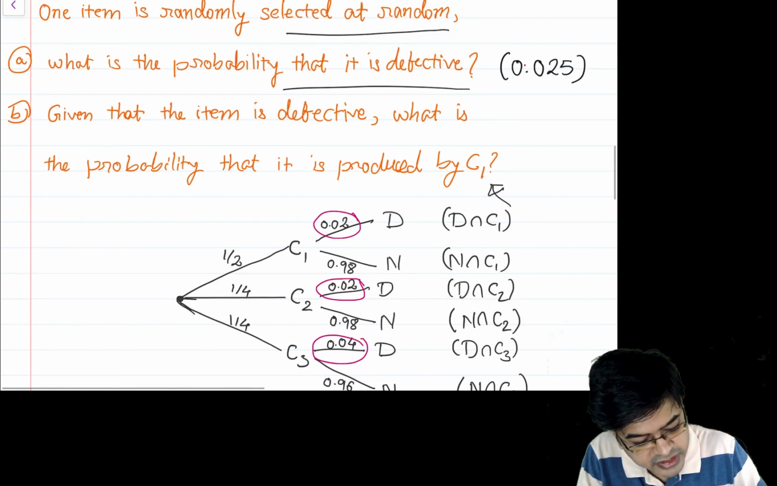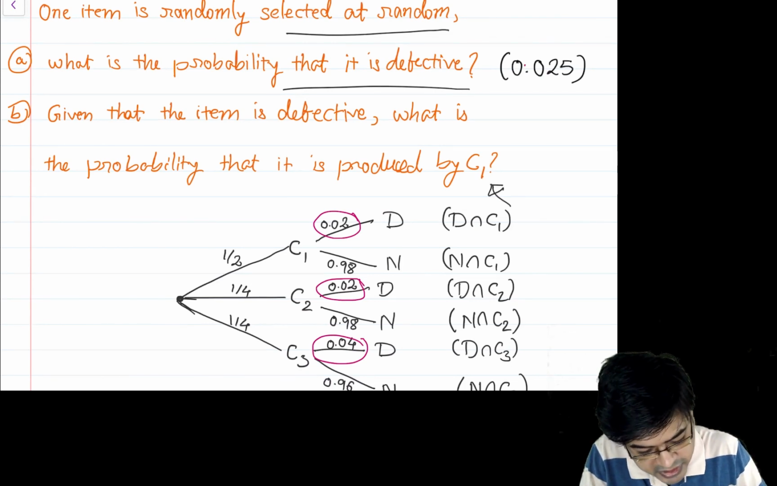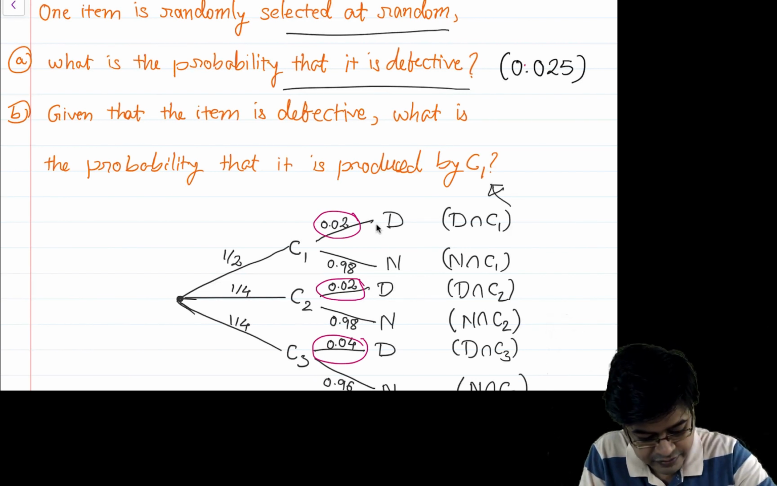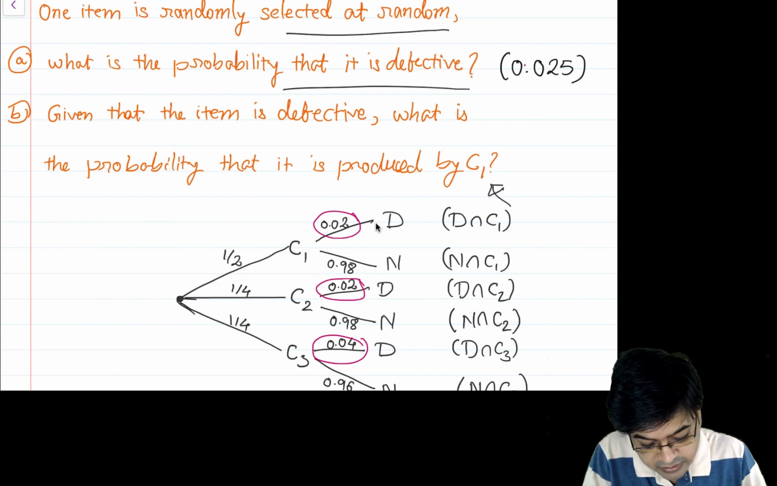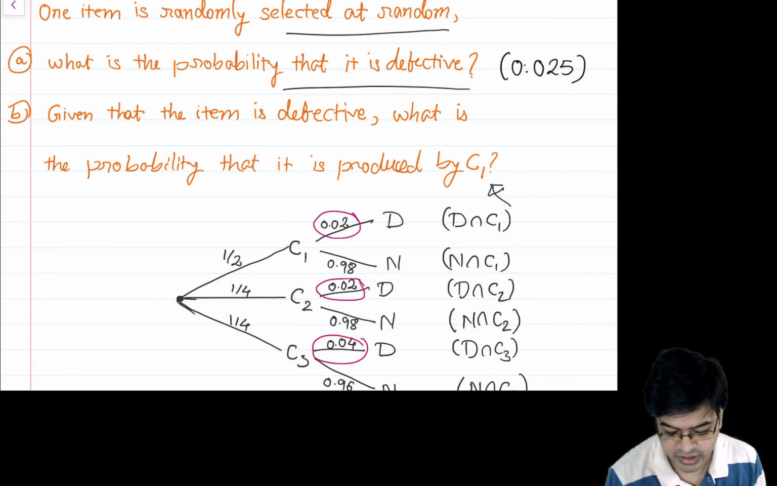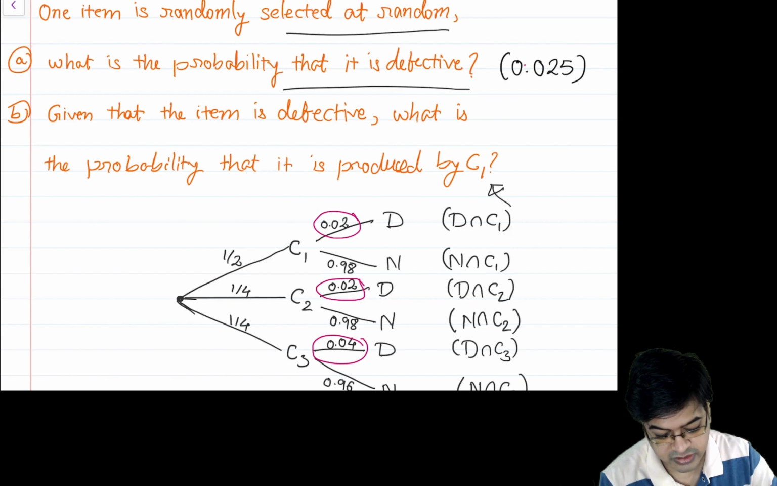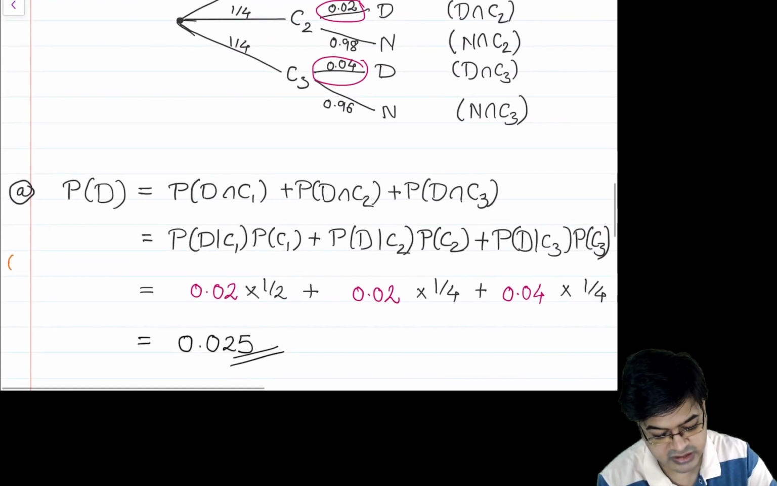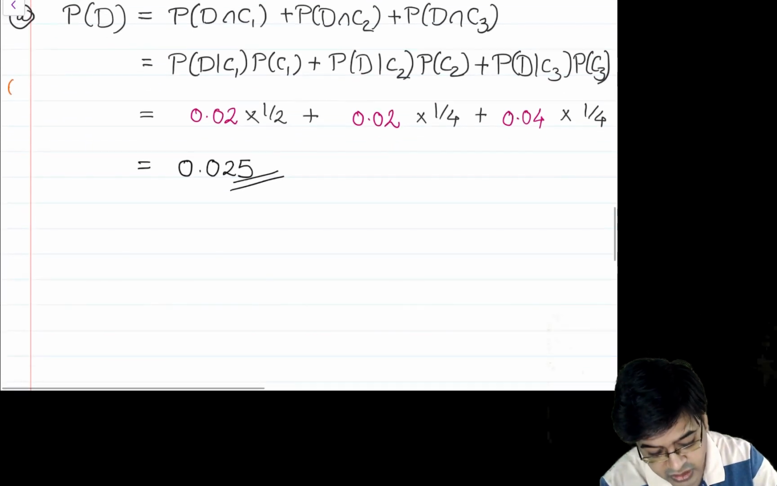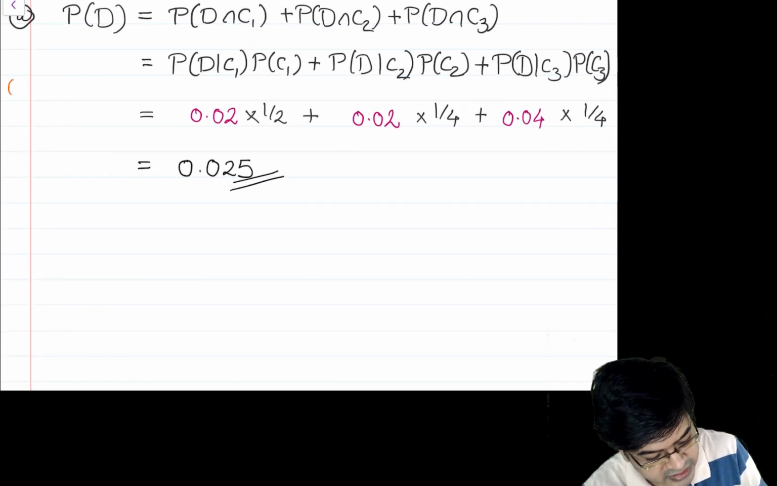Now let us look at this problem from a Bayes perspective. So given that the item is defective, that means you have figured out the item is defective, what is a probability that it is produced by C1? Right now in this setup you have not been given the probability of C1 given D, but you know the probabilities of D given C. So I want to exactly reverse the process. So for that comes Bayes theorem.